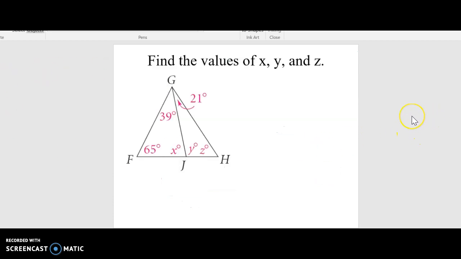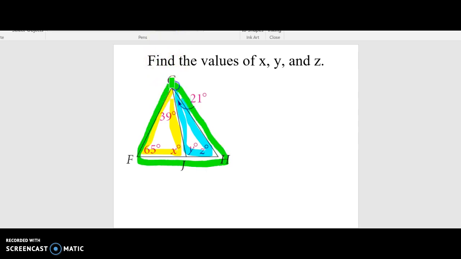So now, that was an easy problem. These problems can step up and get a little chaotic, but it's just using linear pairs, vertical angles, and interior angle sum of a triangle. So right now, when I look at this next example, I see that there are three triangles in this diagram. I have the yellow triangle, the blue triangle, and then the big green triangle. So it's three different triangles within this.